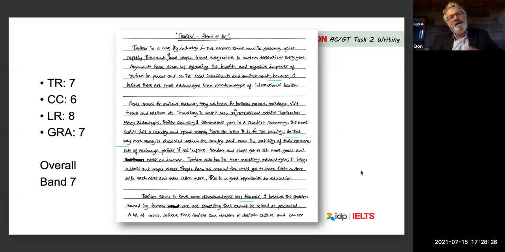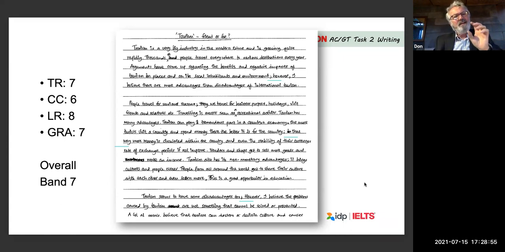Let's look at some parts of this now. Let's begin by looking at coherence and cohesion. Now remember, coherence and cohesion means that the linking words are used so that we understand how one thing links to another thing, right? And there are different aspects of writing which will affect that. One of them is pronouns.